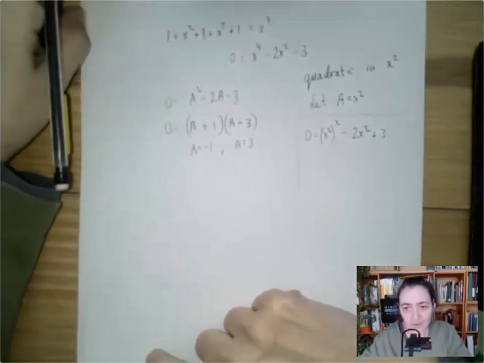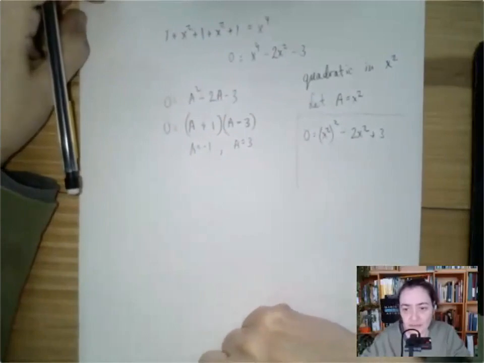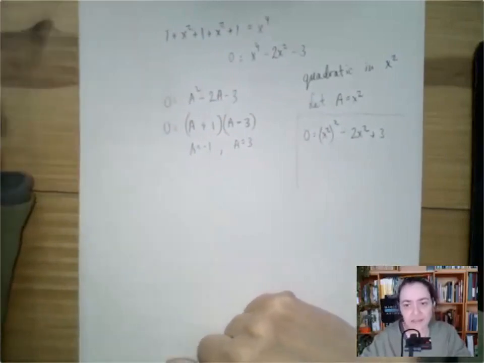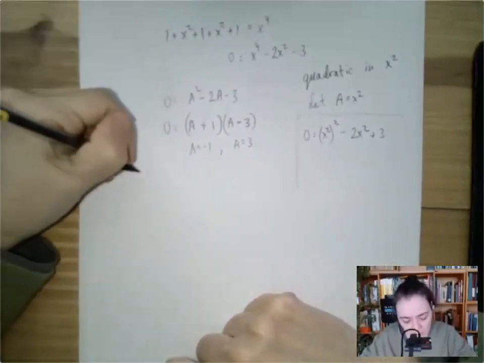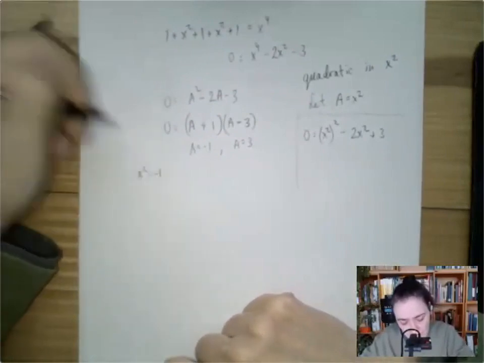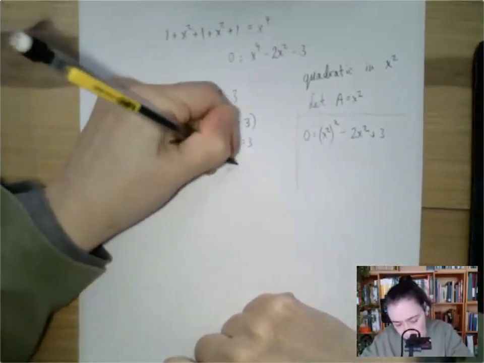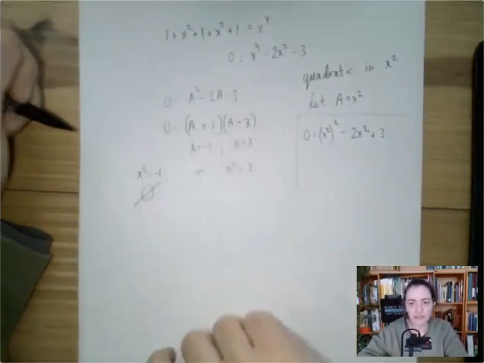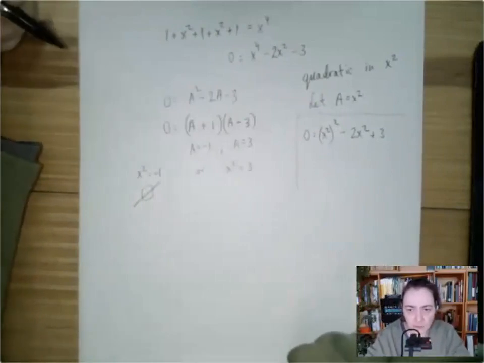Here is the problem with introducing a new variable. You might say, oh, we're done, 3. But we didn't solve for x. We solved for a. So we have two equations, x squared equals negative 1 or x squared equals 3. This is not going to yield any solution among the real numbers.